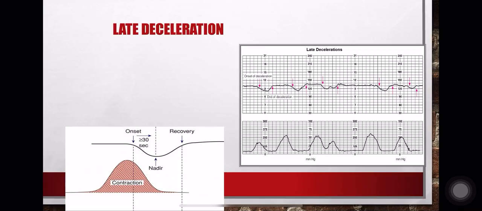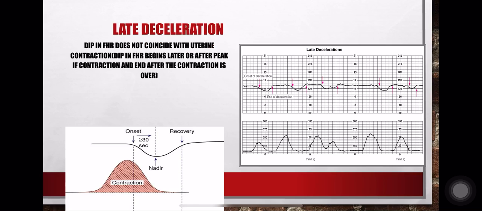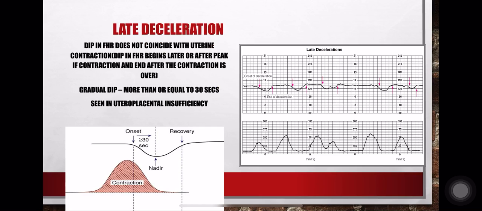Late deceleration. Look at the image shown below. Here the dip in fetal heart rate does not coincide with uterine contraction. That is, the dip in fetal heart rate begins later, after the peak of uterine contraction, and ends after the contraction is over. Here there is a gradual dip and it lasts for more than or equal to 30 seconds. This is seen in case of uteroplacental insufficiency and this is ominous or worse to happen.